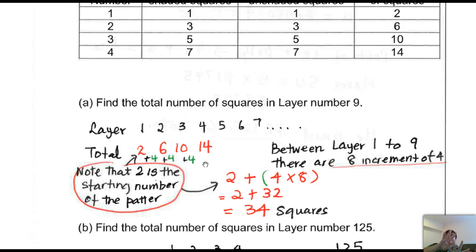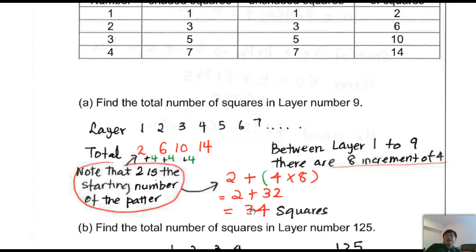In between, 1 increment, 2, 3, 4, 5, 6, 7. How many? 1 increment, 2 increments, 3 increments, 4 increments. Between these two, 5 increments, 6, 7, 8. So between layer 1 and layer 9, there are 8 increments. 8 increments of 4. So the first number plus the increments, you should get the total number of squares for 9 layers. So 2 plus all the increments, 8, so 4 times 8 is 32. 2 plus 32 is 34 squares.